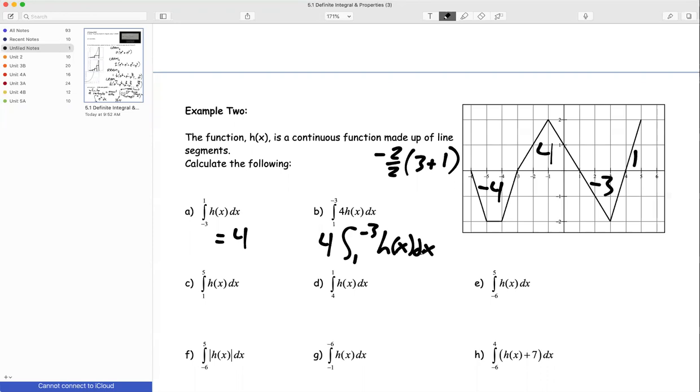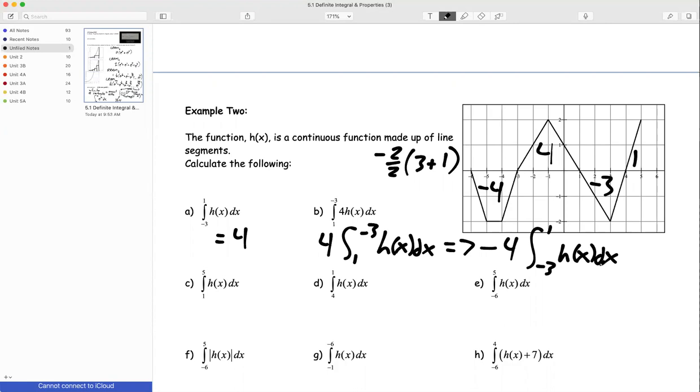Reversing limits. Why the reversing limits? Because my bounds are out of order, right? It goes from 1 to -3, and so I'm going to reverse them. And when I reverse them, it becomes negative. So I've got -4 times the integral from -3 to 1 of h of x dx.